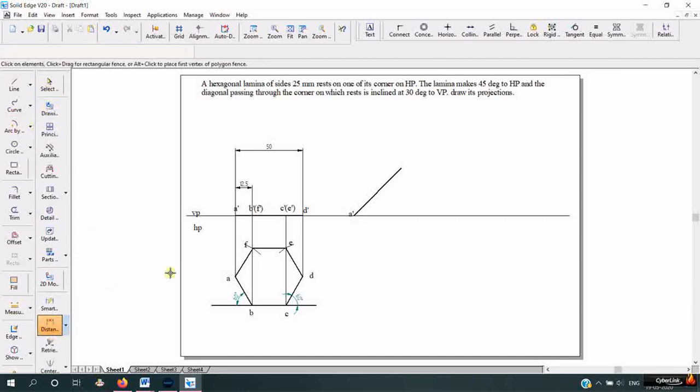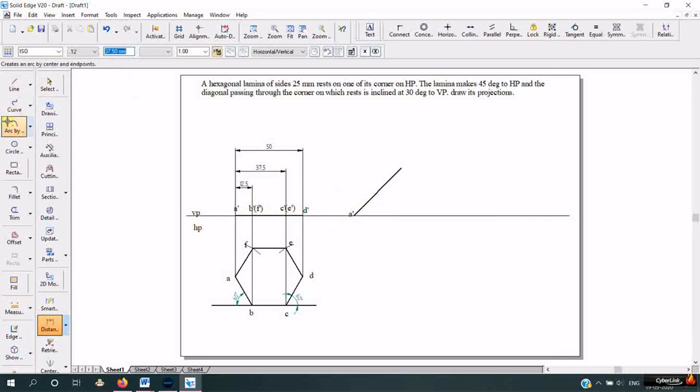And next, from here to here, how much is it? 37.5, from here to here. So take the compass and cut. How much is it? 37.5, to B dash of F dash. So take the compass and cut an arc from center A dash to B dash of F dash.